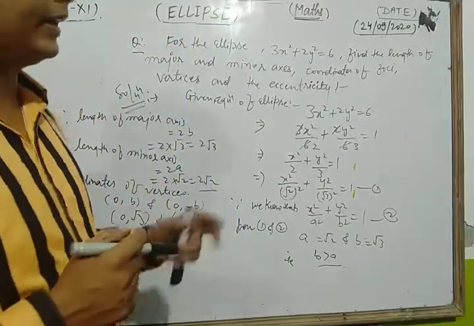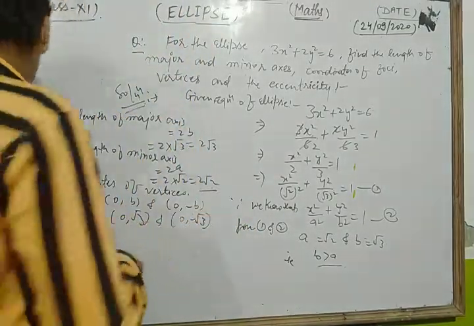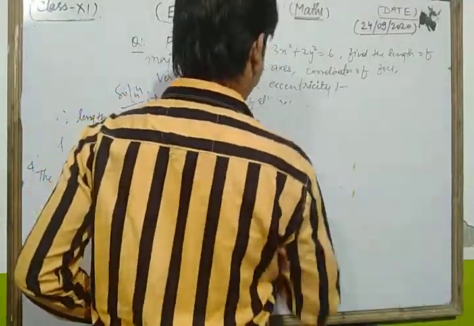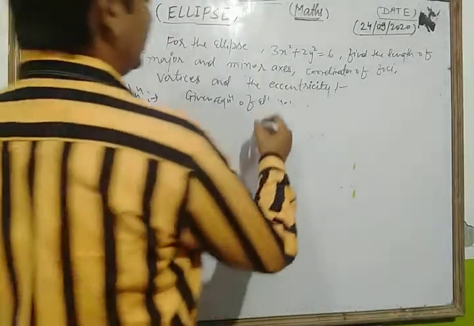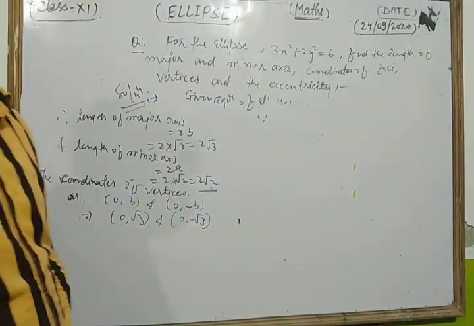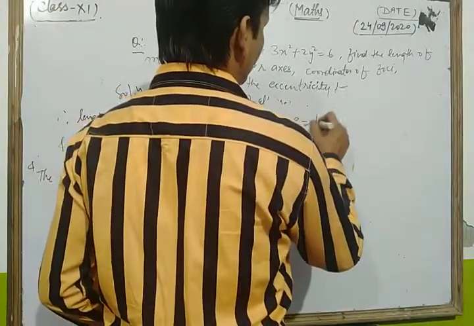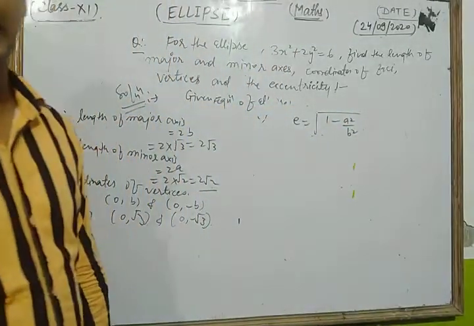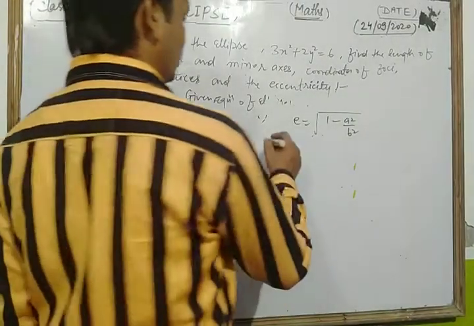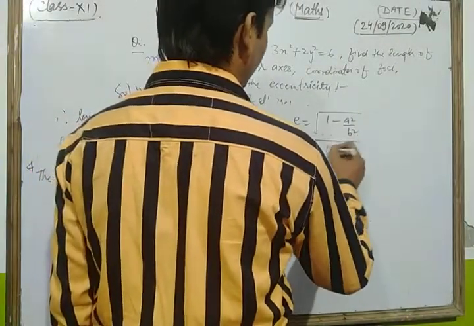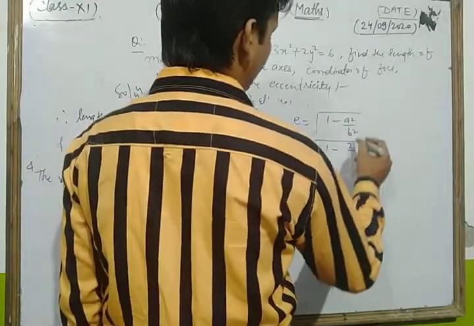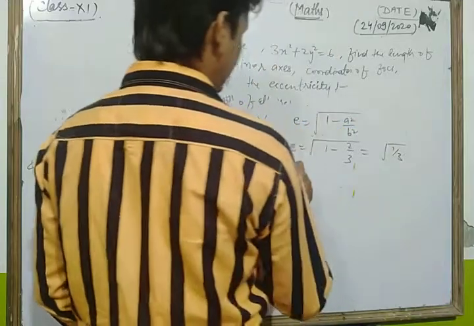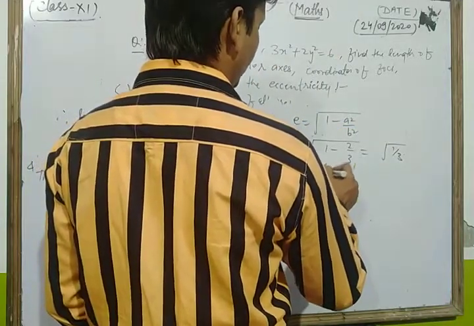Now we find the eccentricity of that ellipse. Dear student, you know that the formula for the eccentricity of this ellipse is e is equal to under root 1 minus a square upon b square. Now we put the values, so we get e is equal to under root 1 minus the value of a square, which is 2, upon the value of b square, which is 3. So we get 3 minus 2, that is 1 by 3. Thus we get the value of e as 1 upon under root 3.